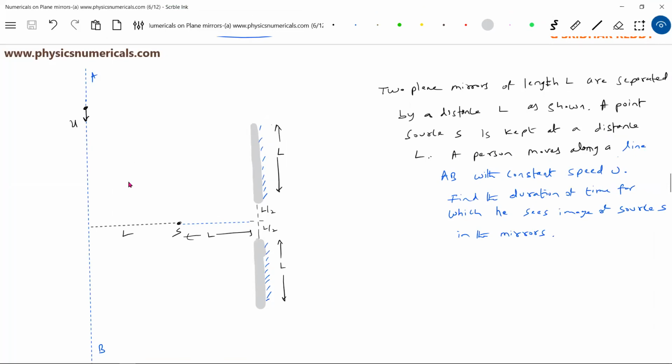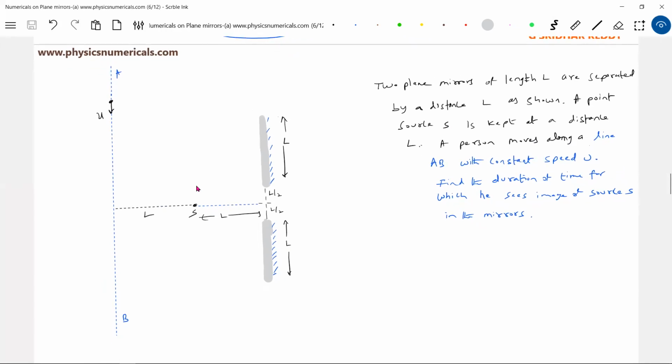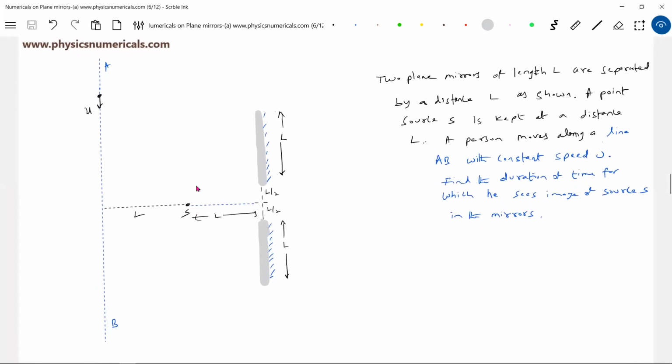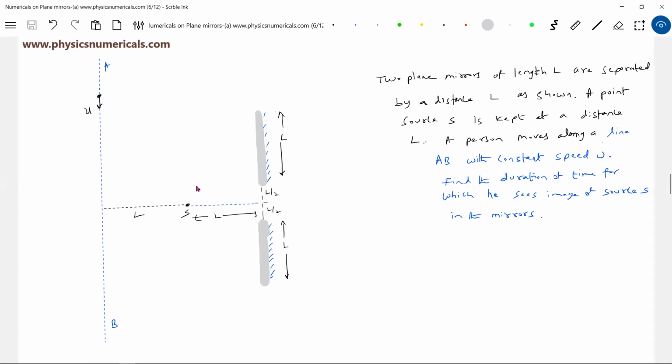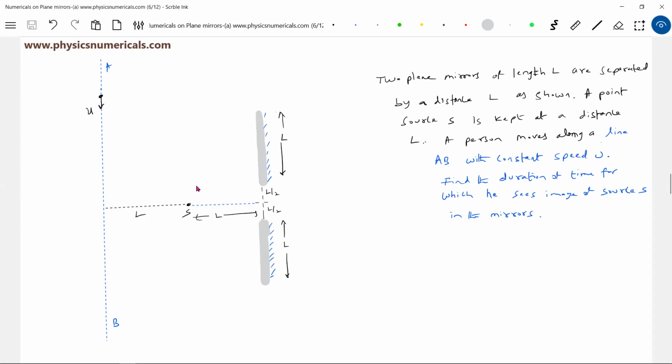Again, the idea is the same, like we already had a discussion. What we do is find where the image will be formed. First, we'll get the location of the image. Object distance should equal image distance, so the image will be formed here. So this is the position of the image.